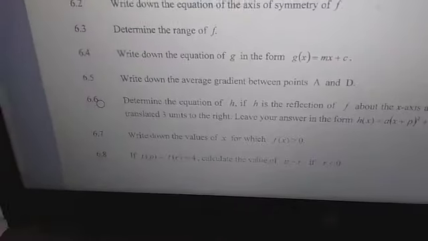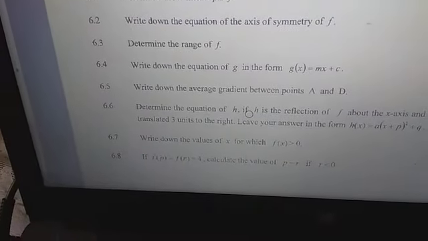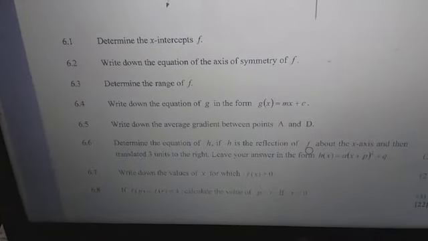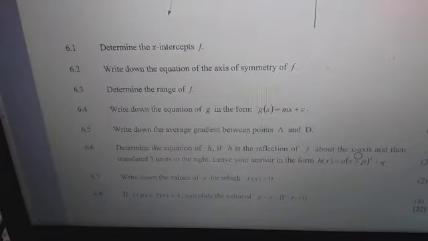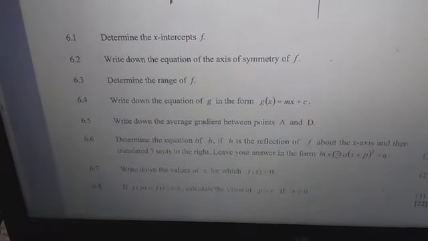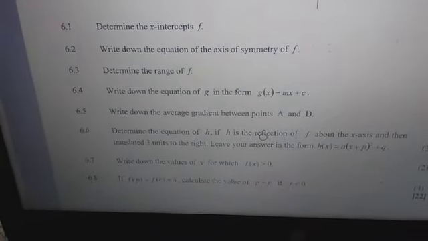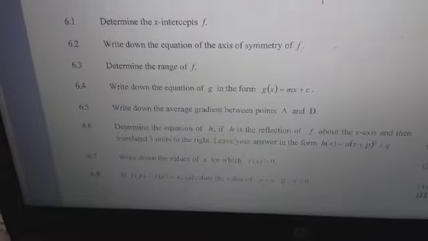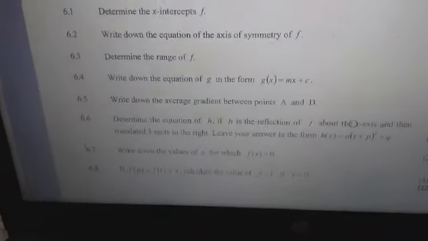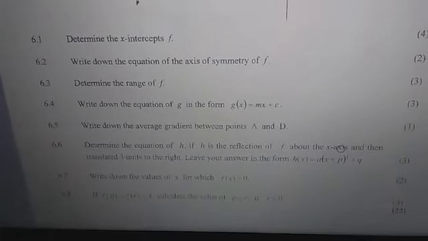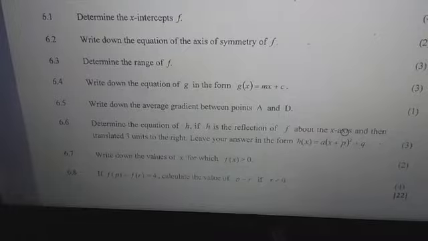Okay. On this graph, question 6.6: determine the equation of h if h is a reflection of f about the x-axis. Let's first consider that part alone. They are saying we're going to get h if we reflect f of x about the x-axis. If it's about the x-axis, it means that you need to put a negative sign on f of x. Let me show how we do that.